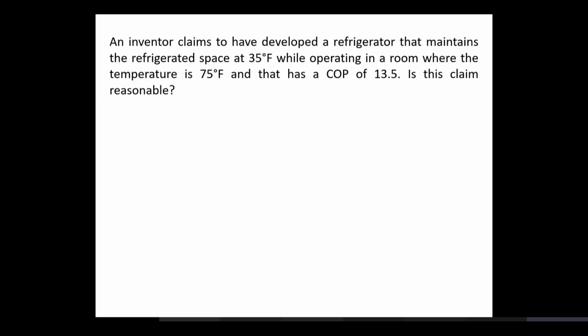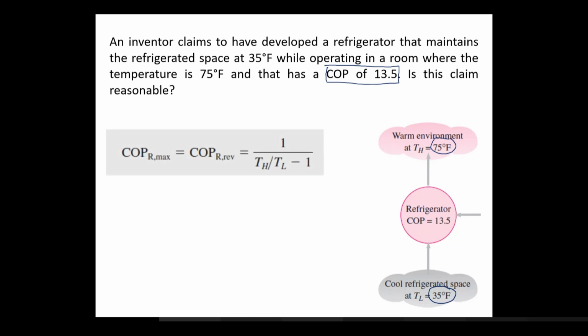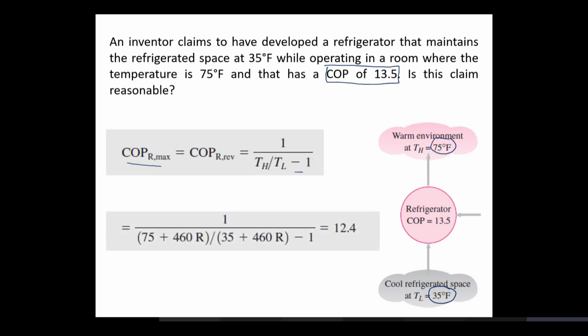an inventor claims to have developed a refrigerator that maintains the refrigerated space at 35 Fahrenheit, by operating in a room where the temperature is 75 Fahrenheit, and the coefficient of performance of this refrigerator is 13.5. You have to verify this claim. Simple thing, determine the maximum possible coefficient of performance for the refrigerator, which is 1 over TH over TL minus 1. You plug in the values, you see that the coefficient of performance comes out to be 12.4.